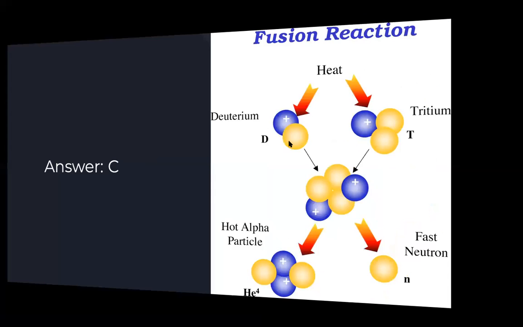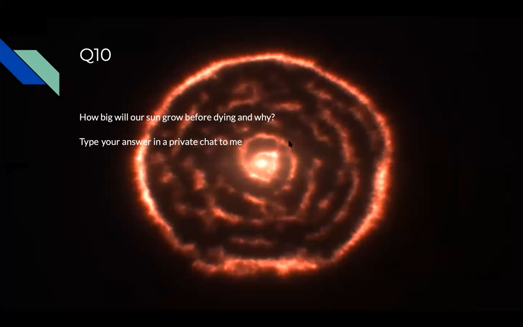Question 10. Last question. How big will our sun grow before dying and why? If you get one of these correct, then I'll give you a point. If you get both of them correct, you get 2 points. Let's see.